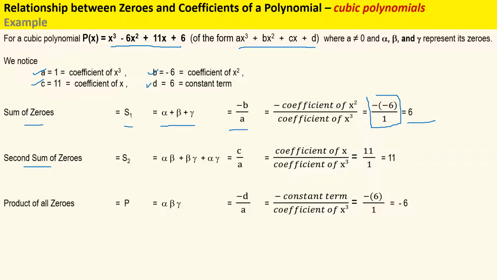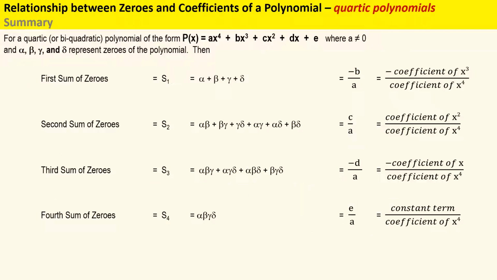Similarly, second sum of zeros will be S2, which will be equal to alpha beta plus beta gamma plus alpha gamma, which will be equal to c by a, and in our case it will be equal to 11 by 1, that is 11. Similarly, product of zeros alpha beta gamma will be minus d by a, which is equal to minus of 6 divided by 1 in our case, and hence it gives us minus 6.